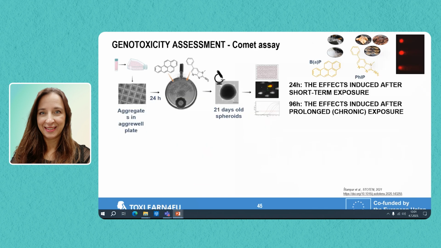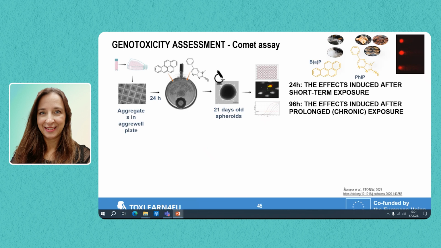And this was done by culturing the cells in bioreactors for 21 days. We see nice spheroids form, and then we expose them for 24 or 96 hours to benzo[a]pyrene and another model compound. Again, these two model compounds we are using all the time.